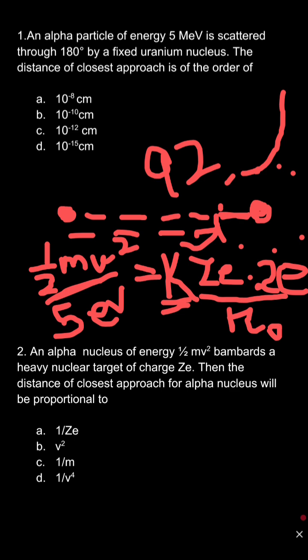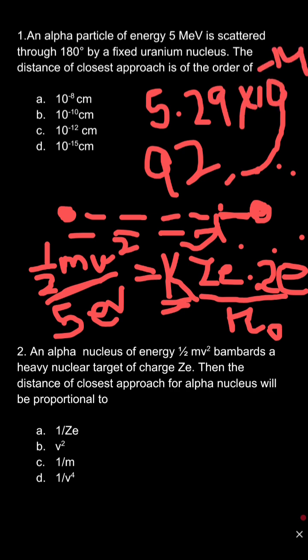Now substituting the values of all these quantities, we get the value of the distance of closest approach as 5.29 into 10 to the power minus 14 meters. But here our options are given in centimeter units. So when converted into centimeters, we find the value is 5.29 into 10 to the power minus 12 centimeters. So our correct option will be option C. Note this.